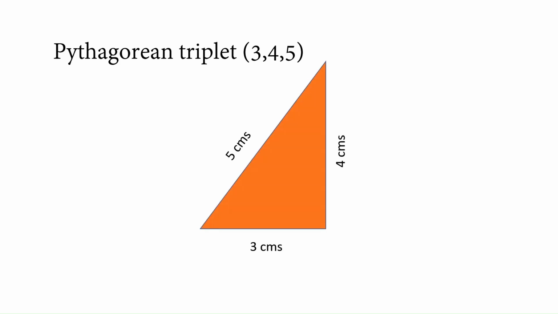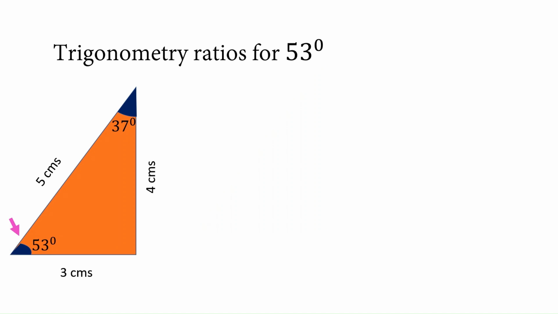In this triangle, we know that one angle is already 90 degrees and the sum of the other two angles would be 90. For that, if we measure the angles, one of the angles would be 53 and the other would be 37. Now we'll use this triangle to find the values of the trigonometric ratios.